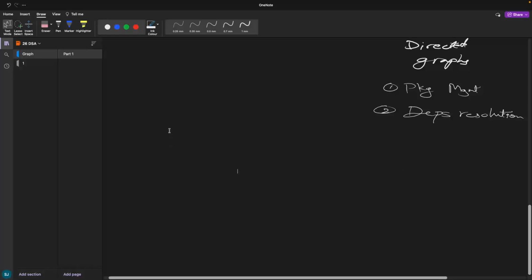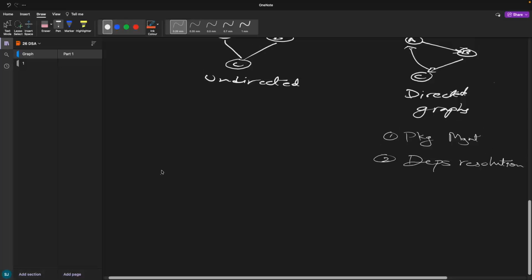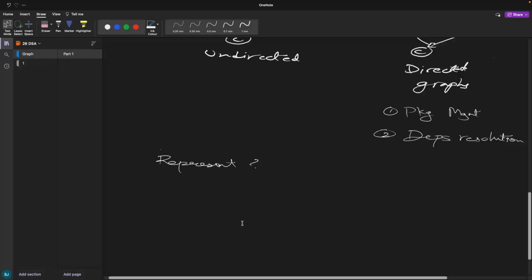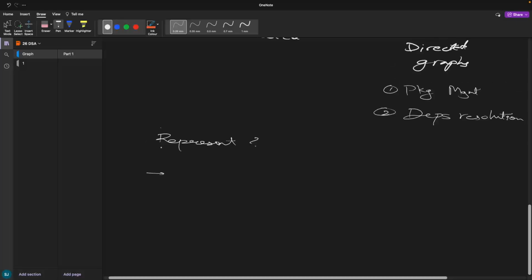Let's start with how to represent a graph. How do you represent a graph? Okay, I understand what a graph does, but how do I represent it? To be honest, there are two ways to represent graphs.